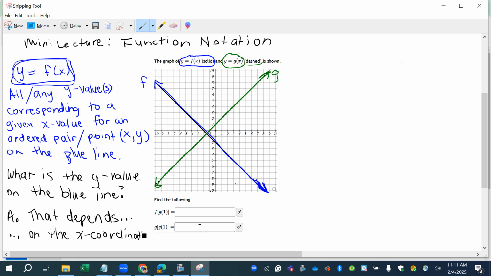You're like, oh, all right, so if I'm going to tell you what the y value is on the blue line, you're going to have to tell me first which x value you would like me to use, because I can select any point on this function, right? If I select this point right here, well, that would correspond to an x value of -7. And then my y value that corresponds to that x value of -7 on the blue line is lining up with 5 on the y-axis, okay?